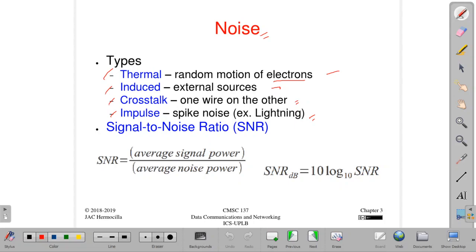So normally to measure noise, we have a metric called SNR, signal to noise ratio, which is the average signal power divided by the average noise power. And you can use the decibel unit also for representing signal to noise ratio, which is this formula. So SNR is this one.